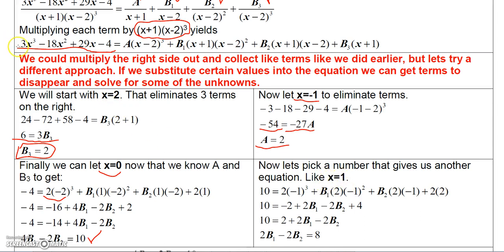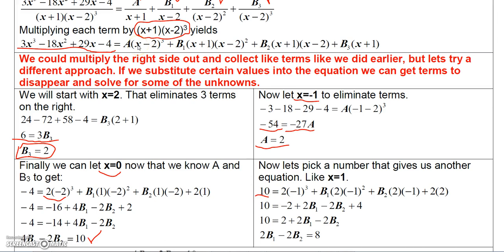So if I plug 1 in here, I get 3 minus 18, which is -15. 3 minus 18 is -15, plus 29, that would be 14, and then -4 would give me 10. So if I plug 1 in on the left, I get 10. And now if I plug 1 in to the right side, remember a, we knew it was 2, so I would get 2.